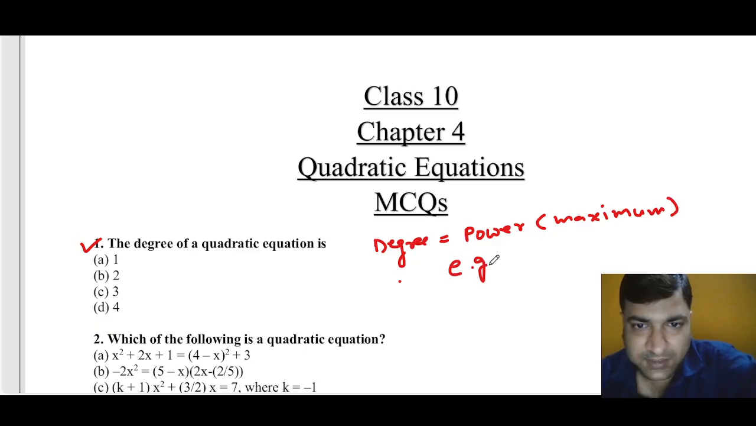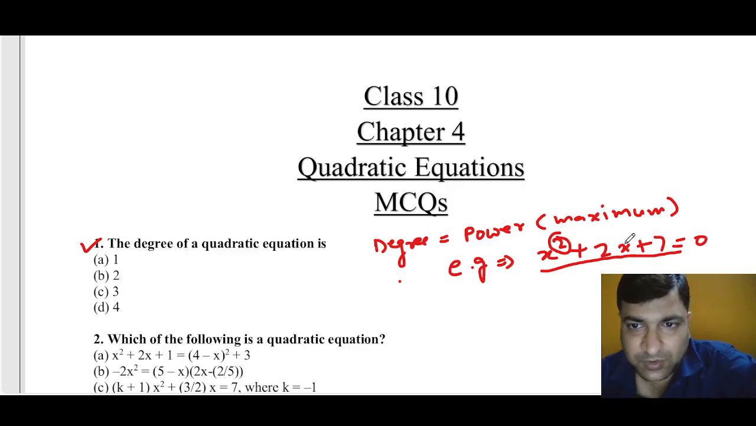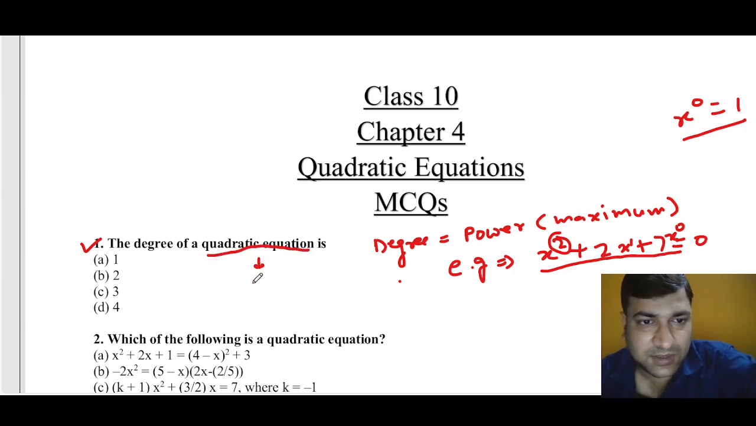For example, let us suppose the equation x square plus 2x plus 7 equal to 0. Here, the maximum power is 2, because here the variable has power 1 and here there is no variable, so x to the power 0. Any number having power 0 means 1. So in this equation the maximum power is 2. Quadratic equation means power 2. So the answer is option 2.